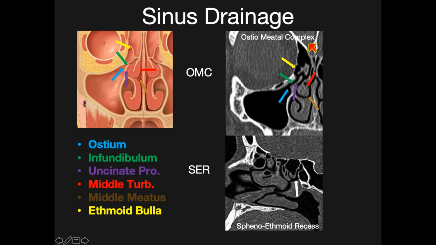The osteomeatal complex refers to the drainage pathway of the frontoethmoid and the maxillary sinus. So through the ostium, infundibulum, into the middle meatus. Posteriorly is the sphenoethmoid recess, which drains the posterior ethmoid and the sphenoid sinus into the superior recess. So the drainage pathway is the most important bit in sinus imaging.